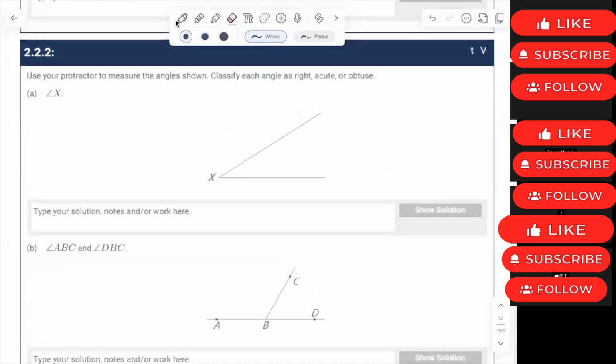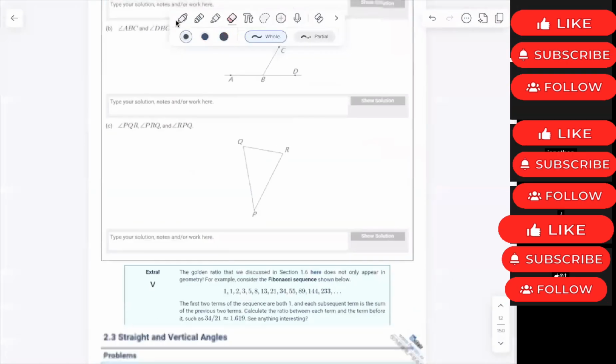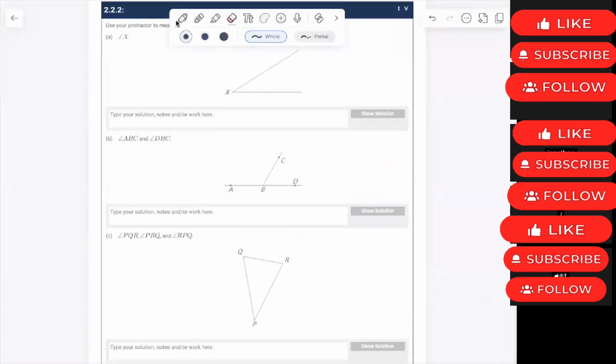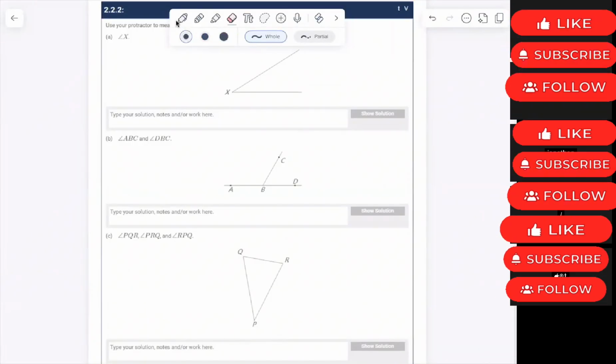Use your protractor to measure the angles shown below. Classify each angle as right, acute, or obtuse. Try to classify these angles, have a try at this question, and tell me your answer in chat.